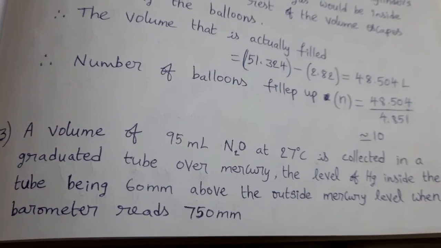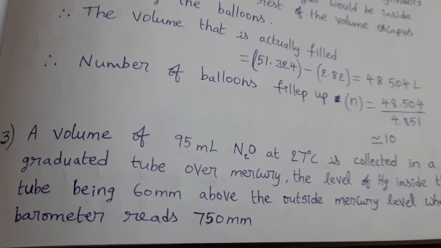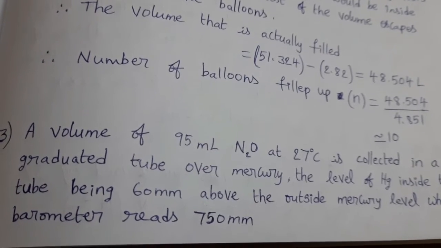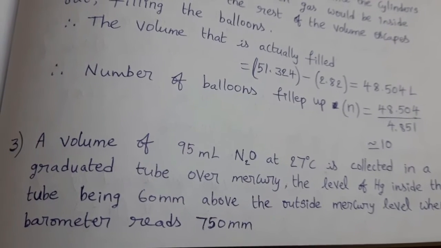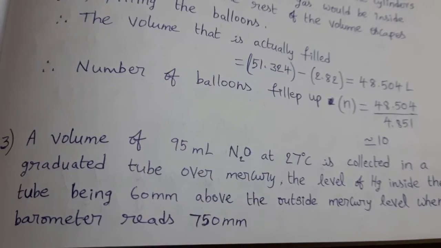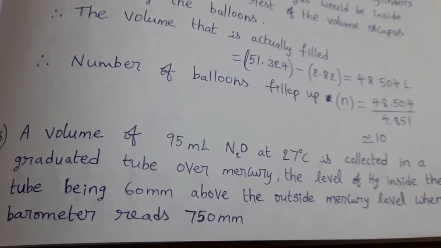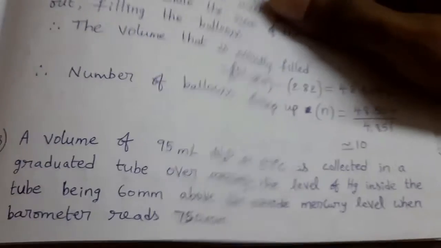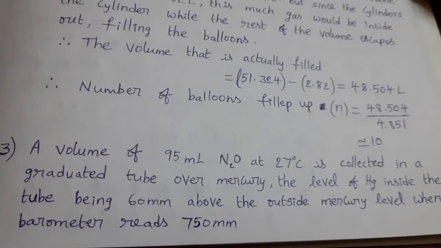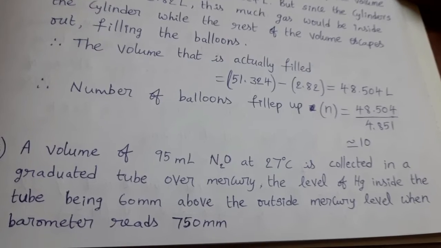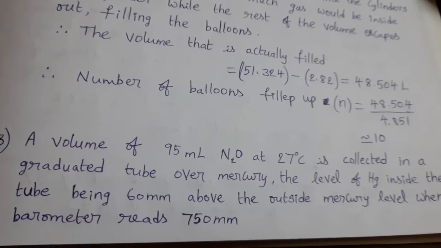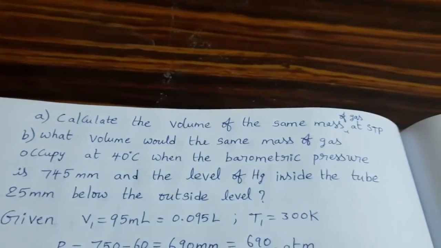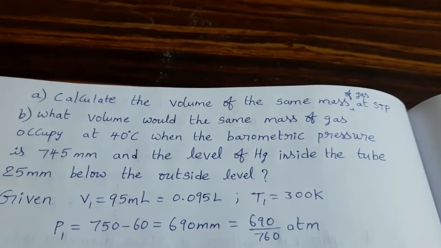Last class we started numericals related to the combined laws of Boyle's law and Charles' law. See the next one. A volume of 95 ml of N2O at 25 degrees Celsius is collected in a graduated tube over mercury. The level of the mercury inside the tube is 60 millimeter above the outside mercury level when the barometer reads 750 millimeter. Calculate the volume of the same mass of gas at STP.